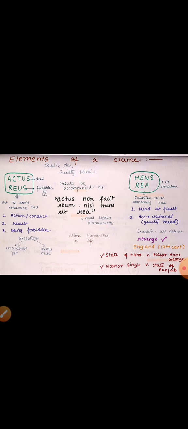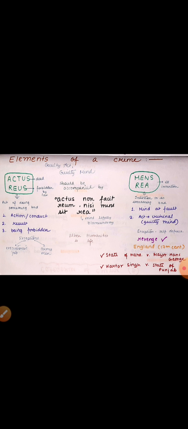Alright, next we come to the elements of crime, the second subtopic of the chapter. Now see, the act of doing something bad, or the guilty act, must be accompanied by a guilty mind.